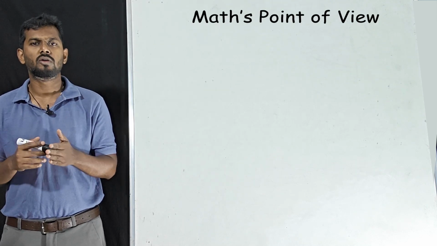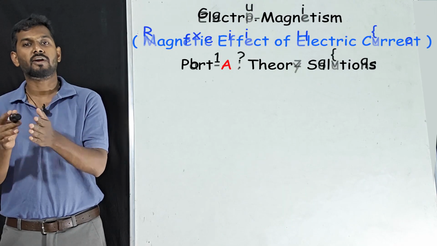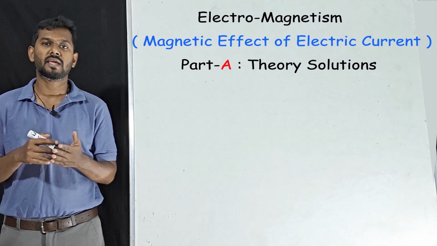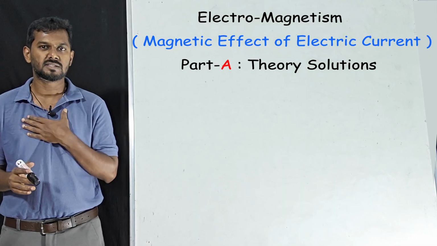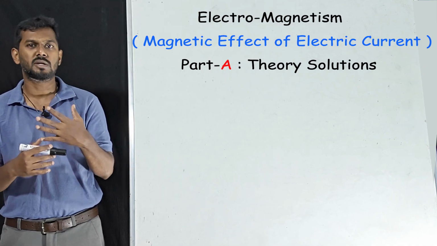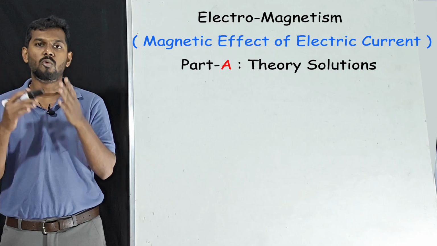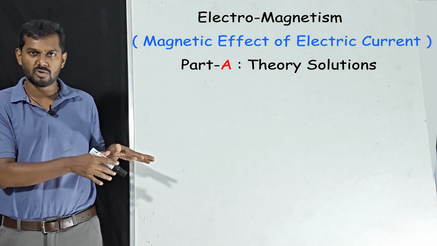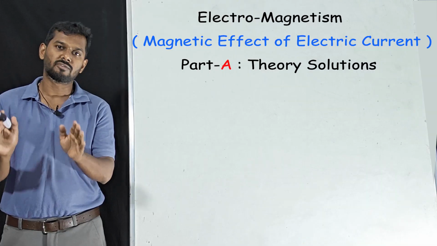Today we are going to solve each and every theory question from the chapter Magnetic Effect of Electric Current, that is part A of Electromagnetism. Before watching this video, my suggestion is to watch the concept video first so that you will understand the concept, then you can apply it here along with me. Or else most of the topics which we are going to discuss today will be really confusing for you. So without wasting any time, we'll start with our first question.